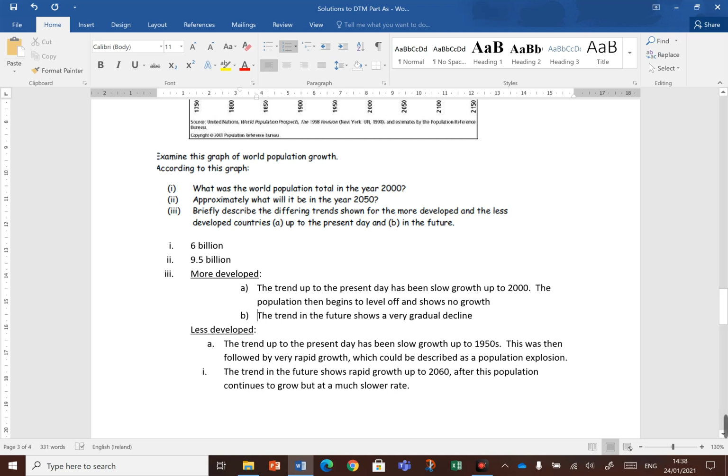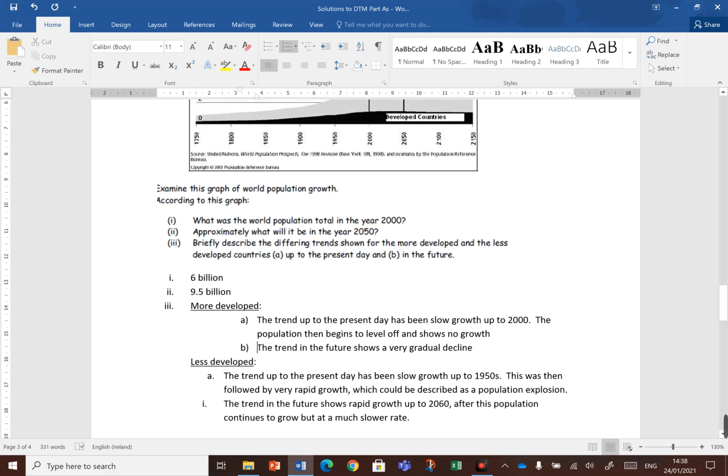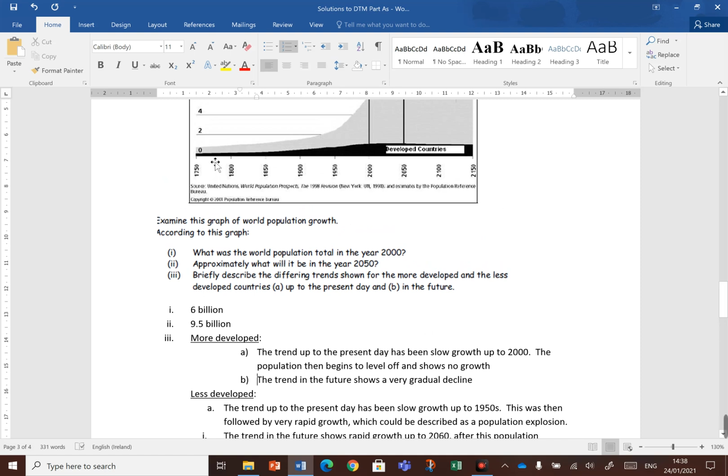Right, grand. So A, the trend up to the present day has been slow growth up to 2000. So slow growth at this point here. And the population then begins to level off and shows no growth. So up to the present day here, levels off, no growth. Then B, the trend into the future, is a very gradual decline.